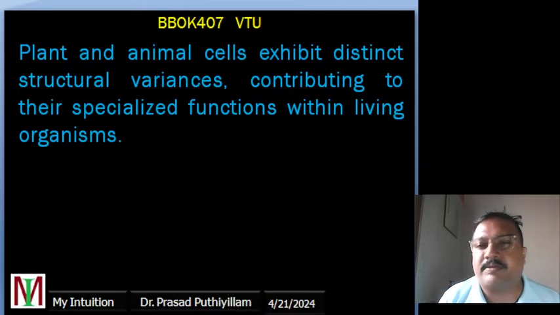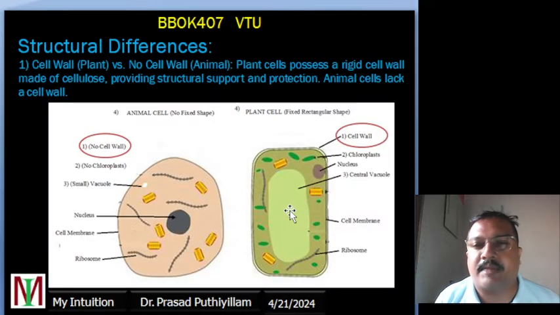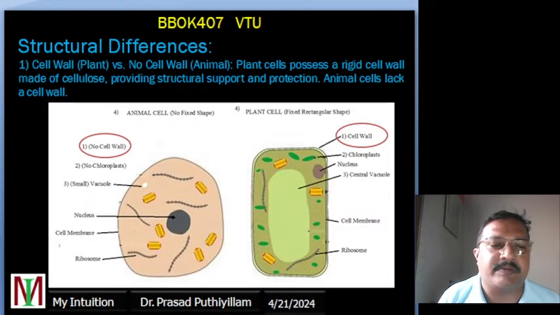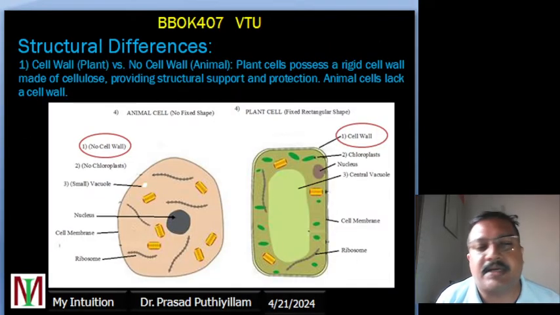Now the answer for the given question: plant and animal cells exhibit distinct structural variances which contribute to their specialized functions within living organisms. What is the difference between the cells of plants and the cells of animals? We'll see one by one. First, the structural differences.